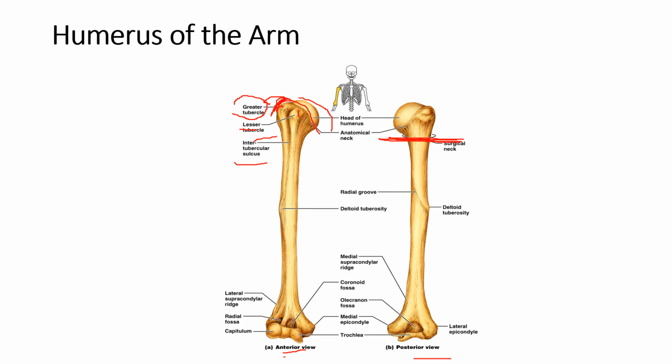Now on the side, this is called the deltoid tuberosity. That's where the deltoid muscles will attach. The radial groove, I almost never ask that radial groove because some of the bones don't show it well.